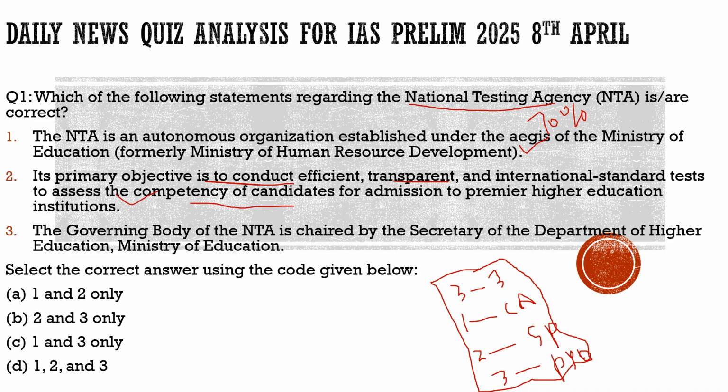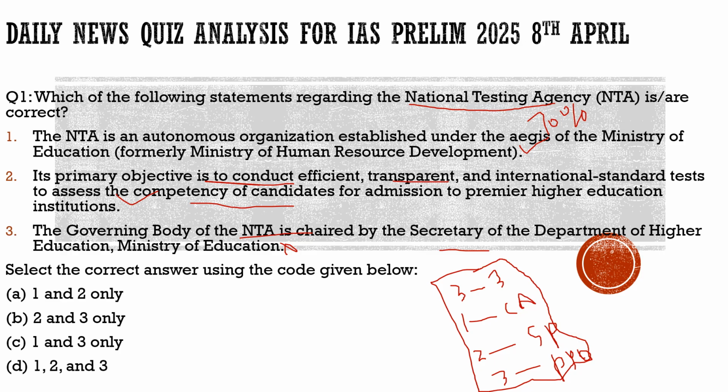Third statement says the governing body of the NTA is chaired by the Secretary of the Department of Higher Education, Ministry of Education. No, totally incorrect. Who chairs the governing body? It is some eminent educationalist who would chair it, and he would be appointed by the government. So the third statement here is incorrect.